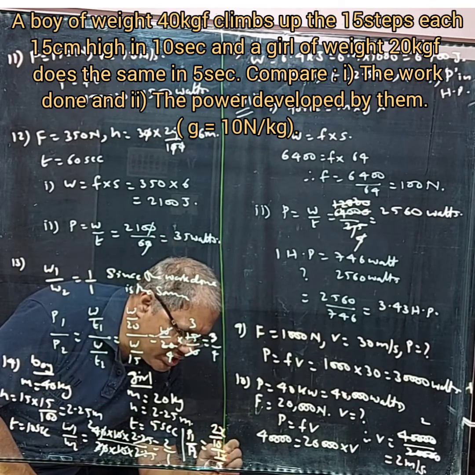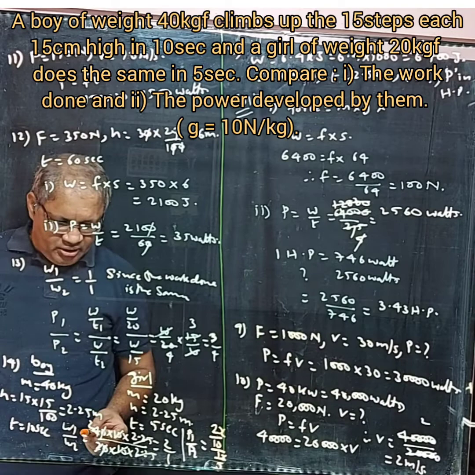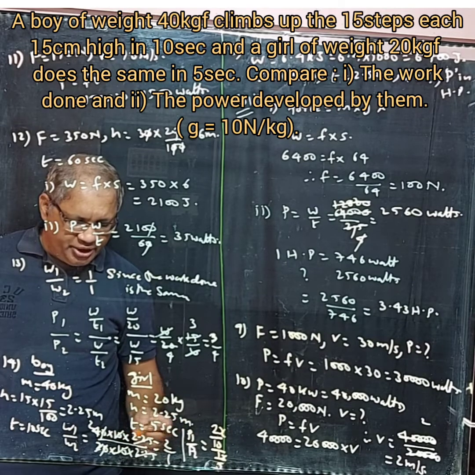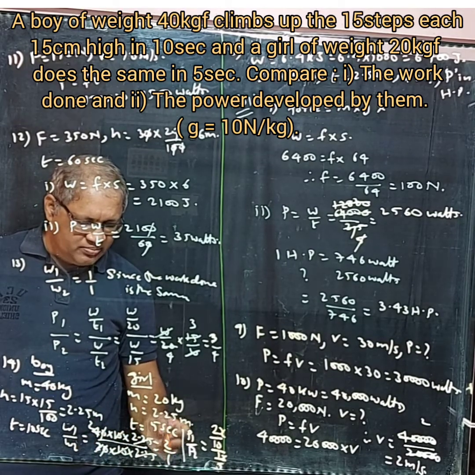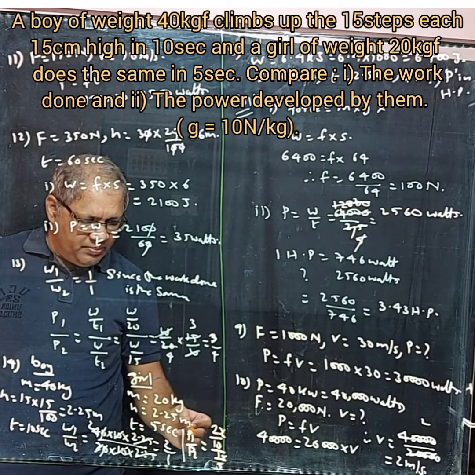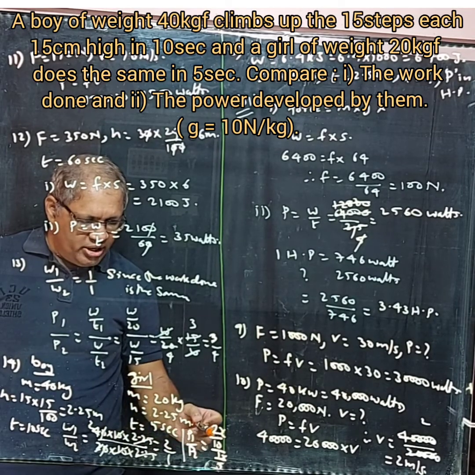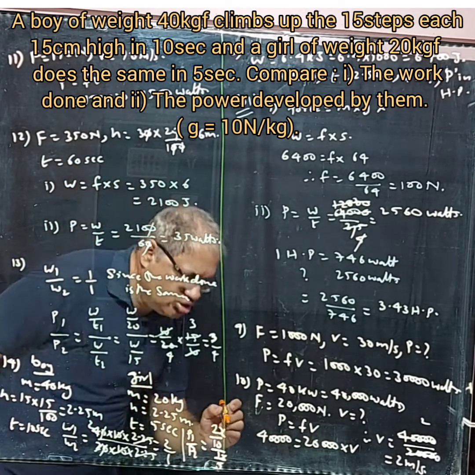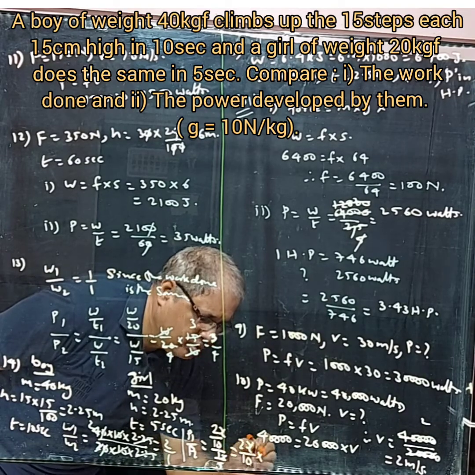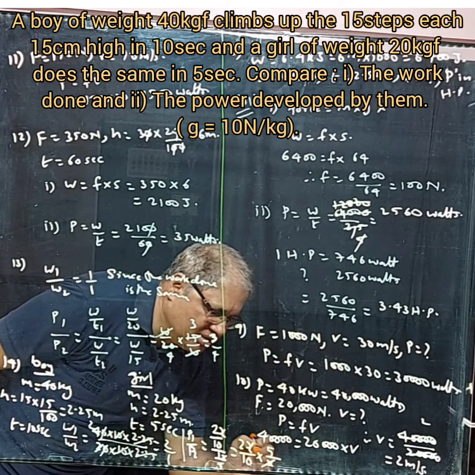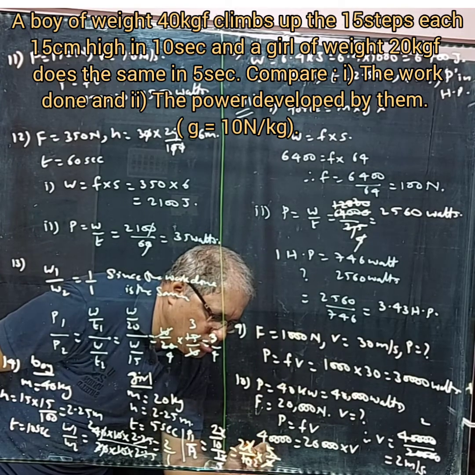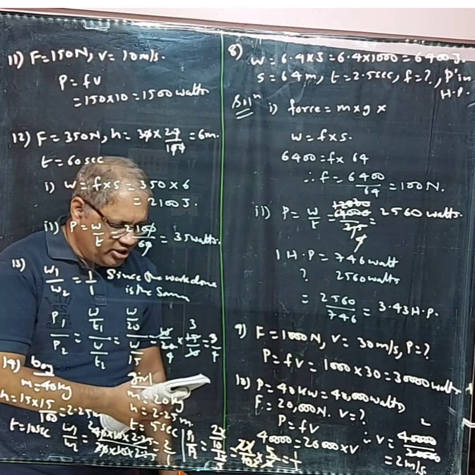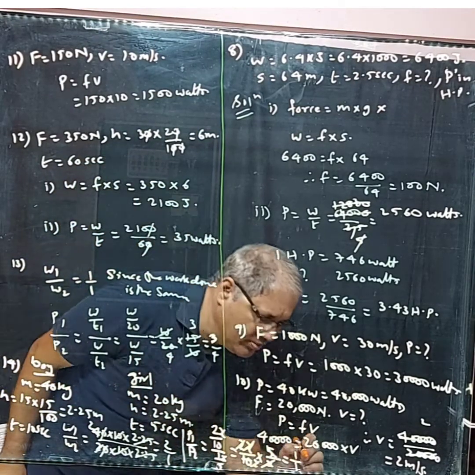You can take 2x and 1x. Supposing the work done by the boy is 2 and the work done by the girl is 1, take 2x for the boy and 1x for the girl because it's a ratio. So power is equal to work upon time. So 2x upon 10, time is 10 seconds for the boy, and for the girl it is 5 seconds. So just solve this: 2x upon 10 into 5 upon x. x and x get cancelled. 5 2s are 10, 2 2 get cancelled. 1 upon 1. So the ratio of the power is 1:1. Alright. So that's your answer.